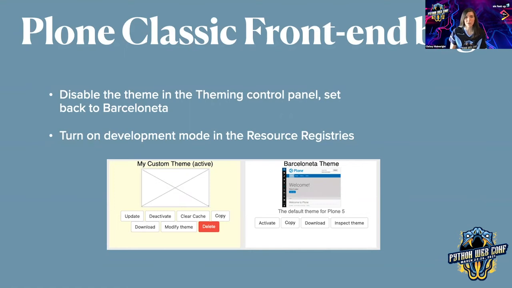Also in Site Setup is the resource registry control panel, where you can turn on development mode, and this is going to turn off the minification and the combining of all of the JavaScript files. And this can be helpful if you know there's a JavaScript error, but it's not clear what file it's in. This can help you figure that out.